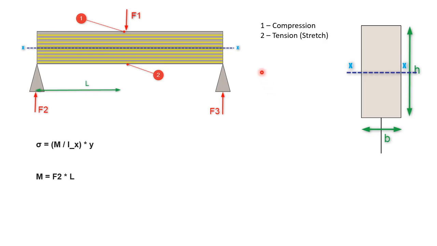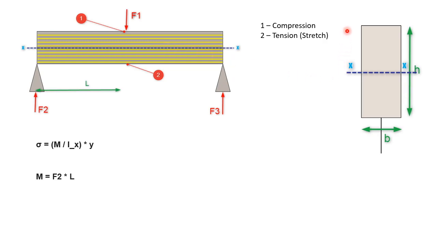Okay, here we have the force F1 pushing downwards. The beam will then flex slightly. On the top you will have compression, and in the bottom you will have tension or stretch. This is what it says here. In the middle there will not be anything. So this gives a little flex down.